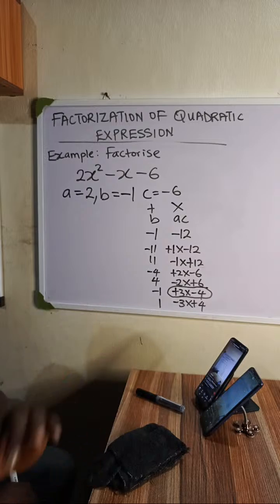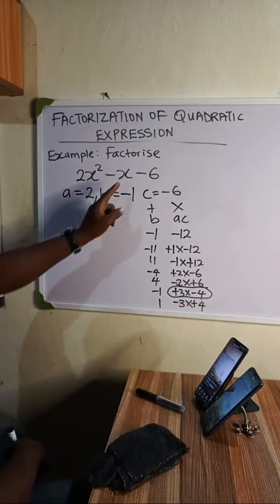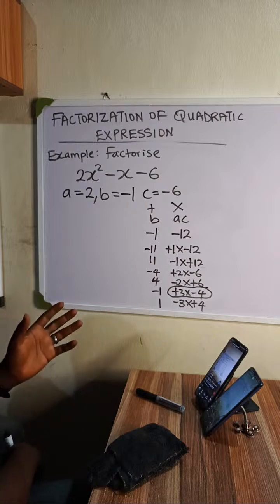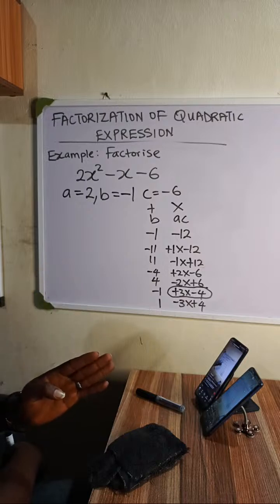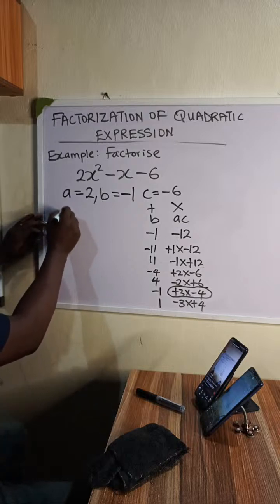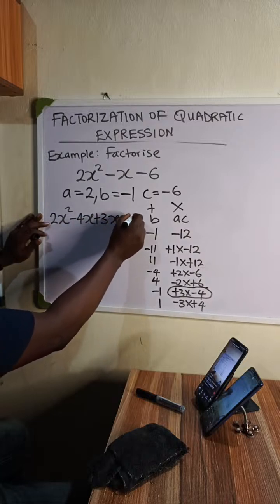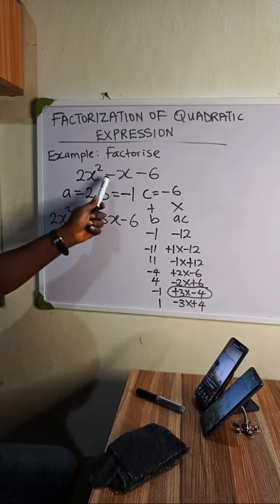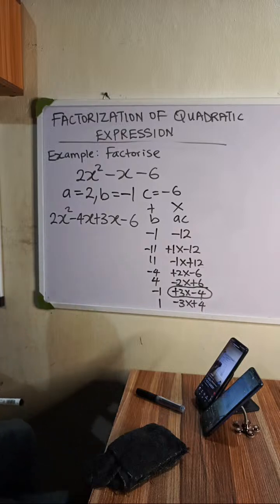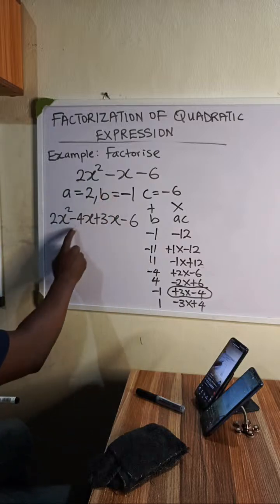Plus 3 minus 4. So what are we going to do at this point? We are going to replace minus x with plus 3x and minus 4x. We can also replace it with minus 4x in front and plus 3x behind. So let's do it like that. So this will give us 2x squared minus 4x plus 3x minus 6. So we have replaced this with these two values.